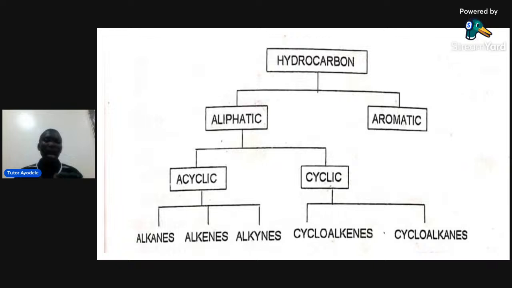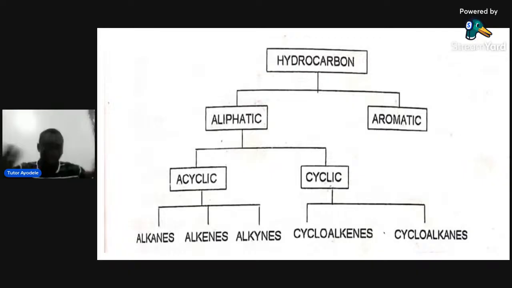Now, looking at aromatic and aliphatic, aliphatic is different from benzene. Aliphatic is classified into two: the acyclic and the cyclic. What is acyclic? Acyclic are those that are in straight chain or branched. They are either straight or branched. While cyclic, they are in the form of a circle. They are not straight, but they are in the form of a circle. I will show some examples in this video.